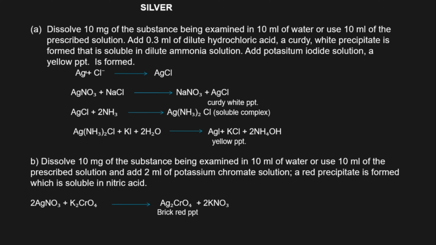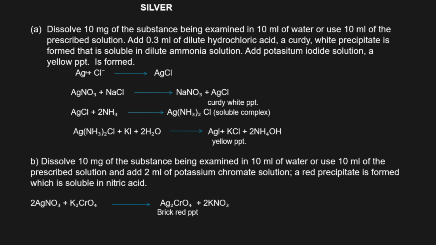Add potassium iodide solution. A yellow precipitate is formed. Here, the reaction taking place is as under. Silver nitrate reacts with sodium chloride to form sodium nitrate and silver chloride. This silver chloride results in formation of curdy white precipitate. When ammonia is added to this precipitate, it forms silver ammonium chloride, which is a soluble complex. When potassium iodide is added to this silver ammonium chloride, it results in formation of silver iodide, which gives yellow precipitate.